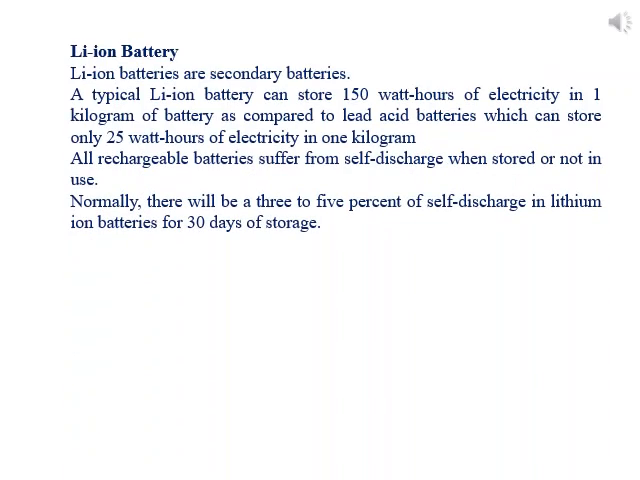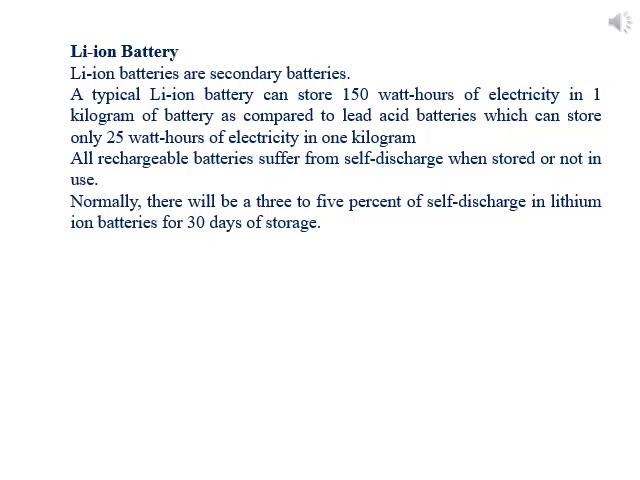Now, let us discuss one more battery, that is the lithium ion battery. Lithium ion batteries are secondary batteries. That means they are rechargeable. A typical lithium ion battery can store 150 watt hours of electricity per kilogram of battery, as compared to other batteries like lead acid batteries, which can store only 25 watt hours of electricity per kilogram. You can see the difference. In the case of the lithium battery, it is almost 6 times greater compared to other batteries.